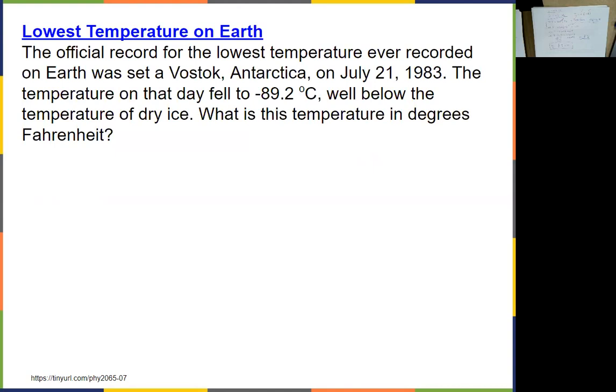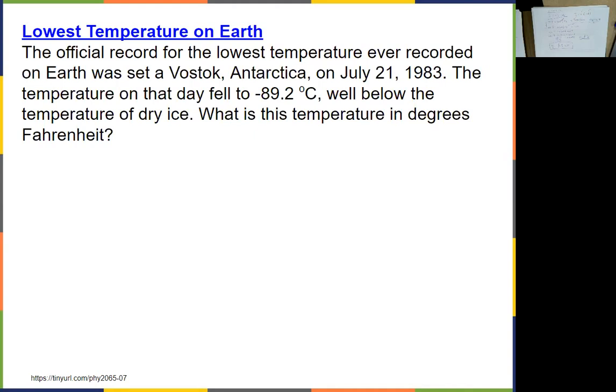So let's take a look at the exercise here on the lowest temperature ever recorded on Earth. That was 1983, July 21st, which is -89.2 degrees Celsius. So what's this in Fahrenheit?